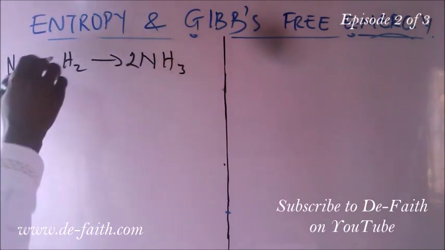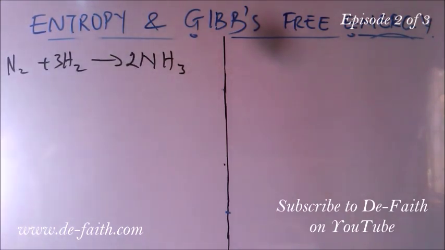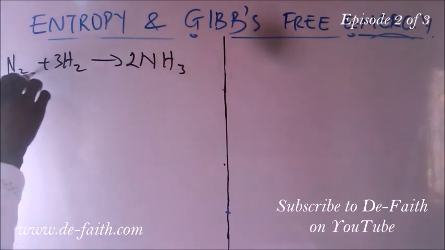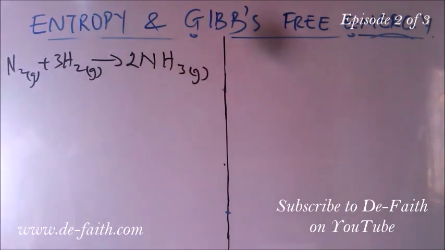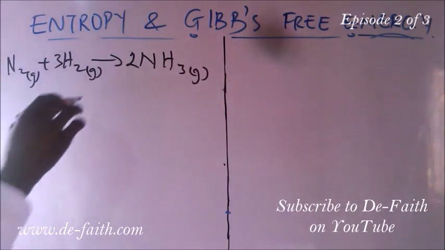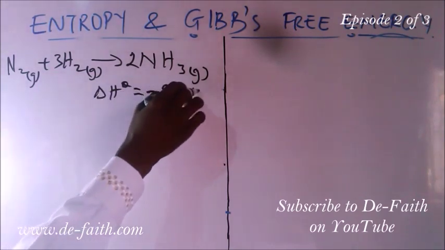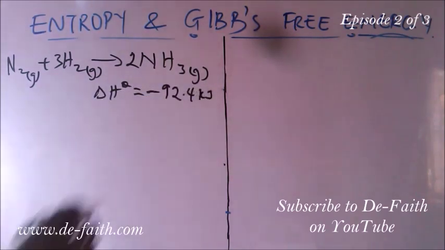When we place 2 here and we place 3 here, that balances the equation. So we have 6 atoms of hydrogen here, and we have 6 here, we have 2 and 2 over here. And then we have all these as gases. We are told that the standard enthalpy of the reaction is minus 92.4 kilojoules per mole.